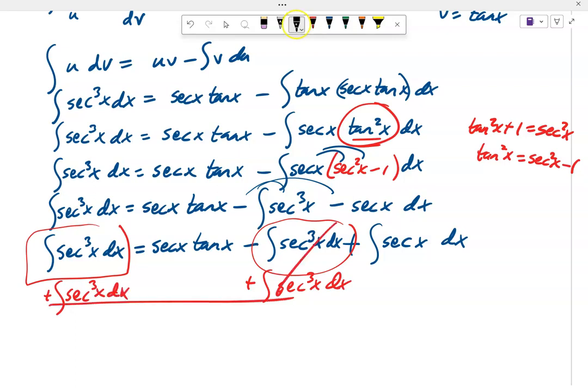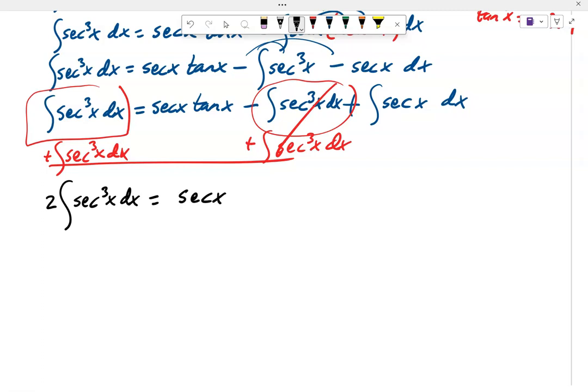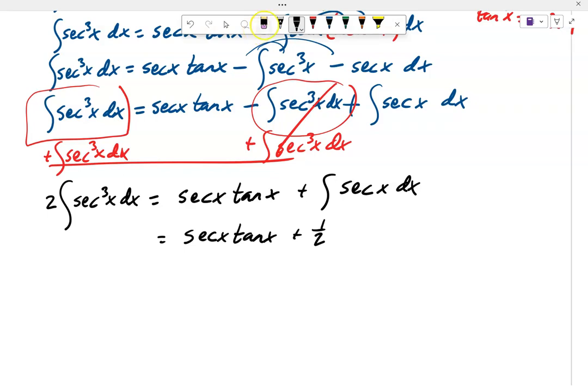And so what I have is 2 of these, 2 of what I want, which is the integral of secant cubed x dx. And let's see what we have over here on the right now. And then I look at my formula sheet because I can take the integral of the secant, and my formula sheet tells me it's 1/2. Oh no, I'm sorry. My formula sheet tells me it's the natural log of the absolute value of the secant plus tangent.